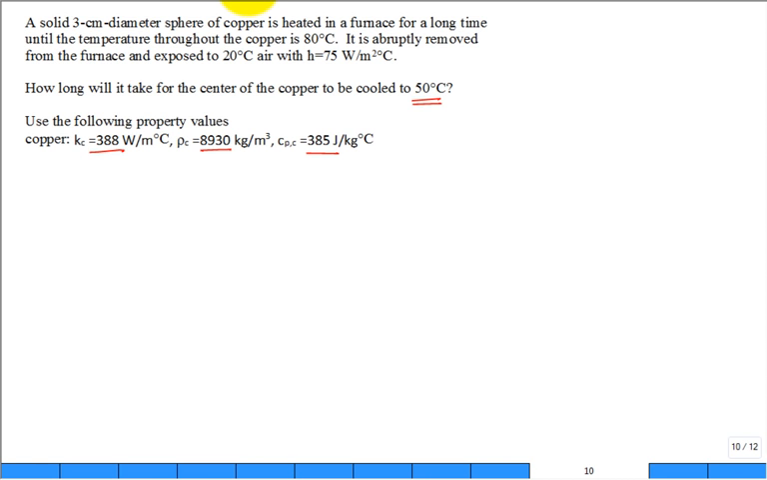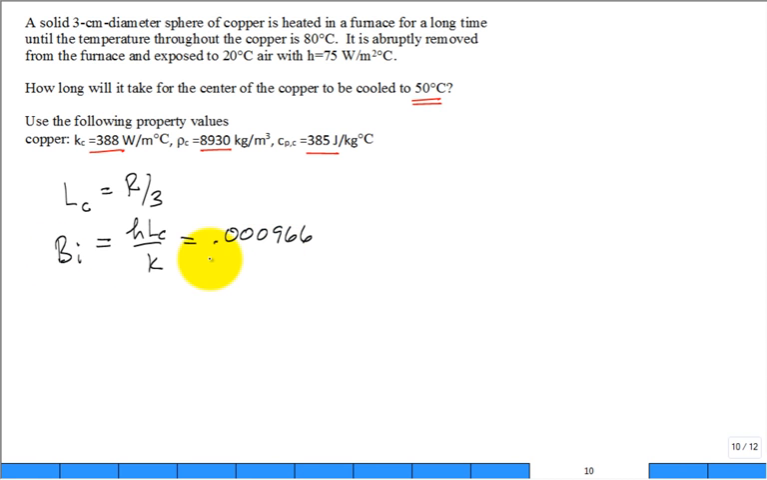How long will it take for the center of the copper to be cooled to 50 degrees C? First thing is, I like lumped capacitance. It's easy mathematically. I want to see if I can employ it. How do I check to see if I can employ lumped capacitance? Well, I know that my characteristic length is the radius divided by 3, and I check the Biot number to see if it's small, h L sub c over k. And when I compute the Biot number, it comes in for this problem at 0.000966. What do you say? Good to go. That's what we like.